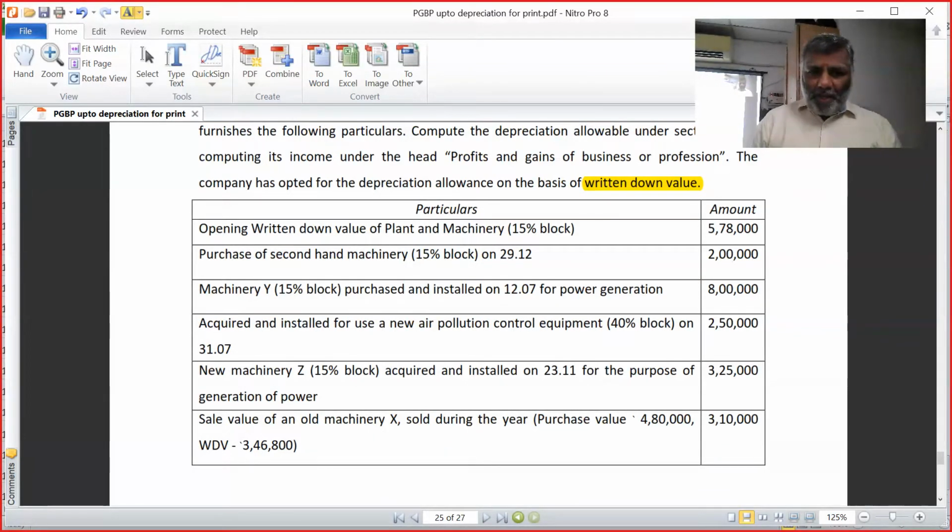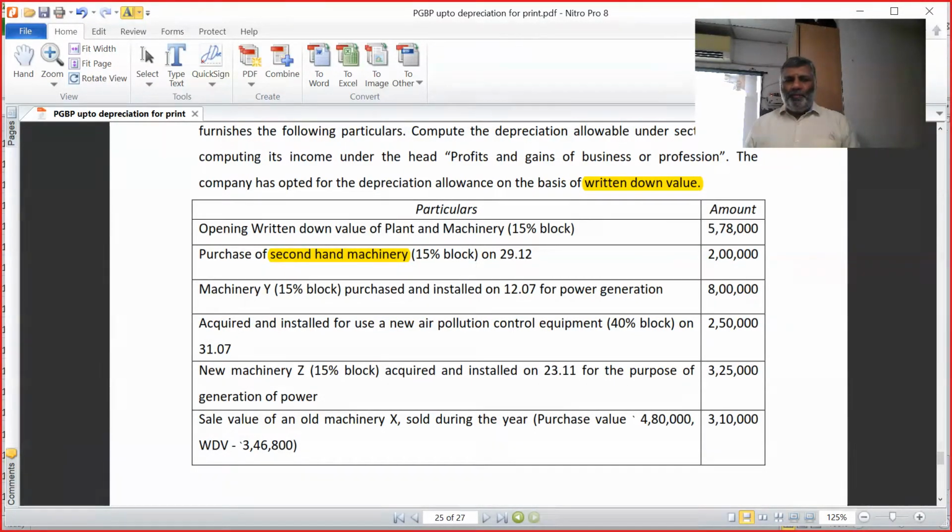Opening WDV. Purchase of second hand machinery on 29th December. Purchase of new machinery on 12th July for power generation. Acquired and installed new air pollution control equipment, 40%, on 31st July. New machinery acquired and installed for the purpose of generation of power. Sale value of old machinery.